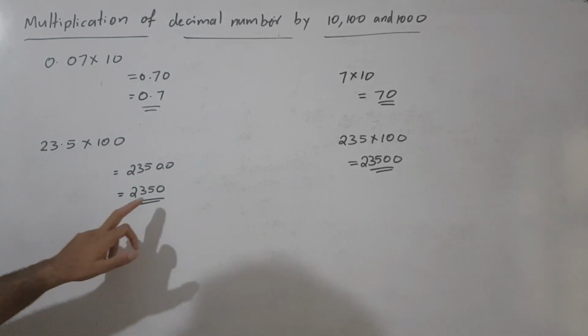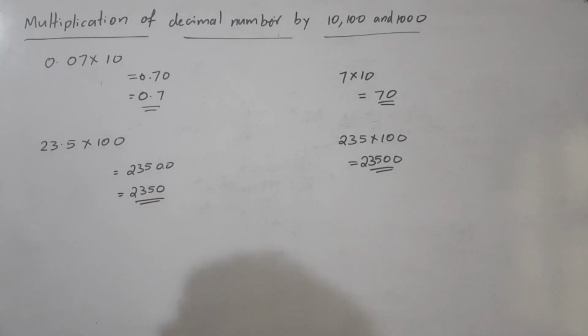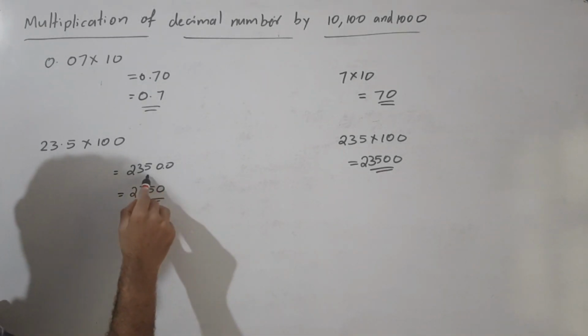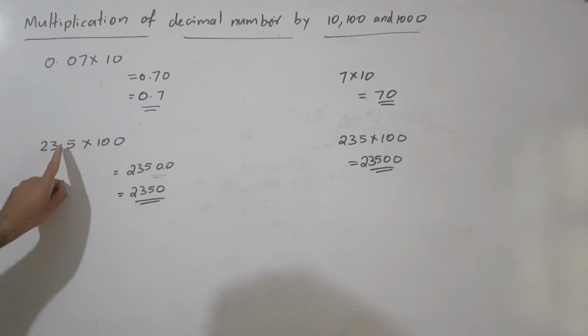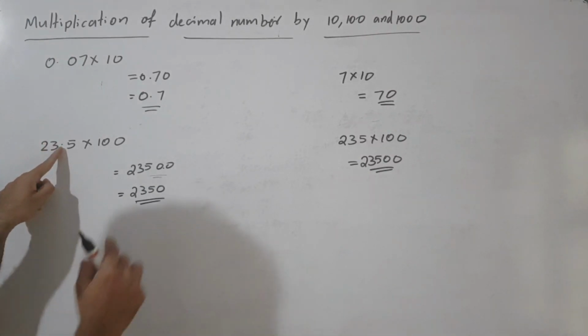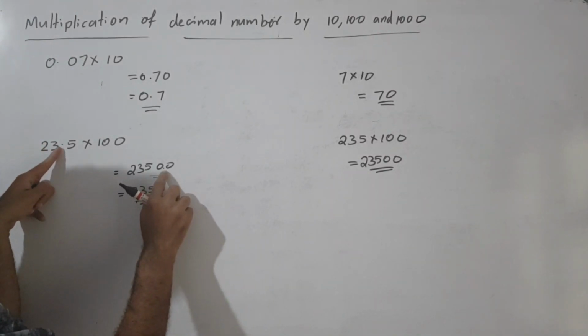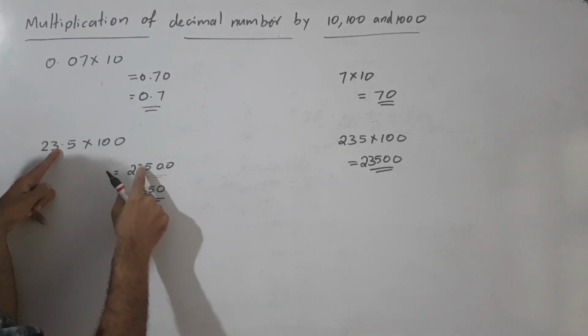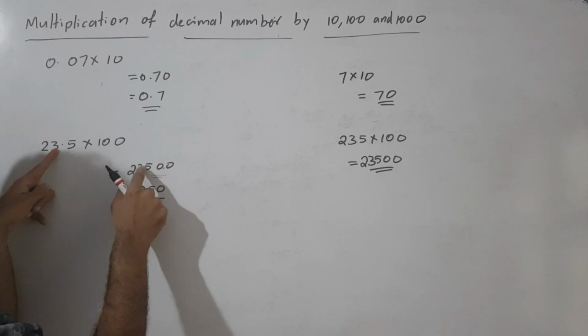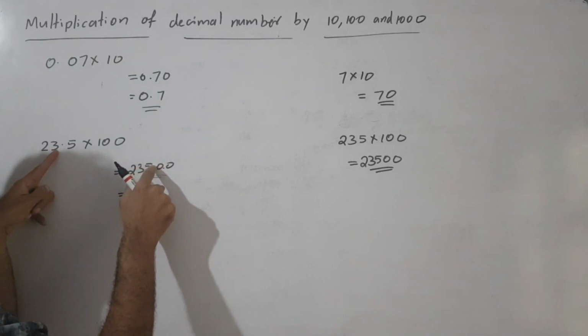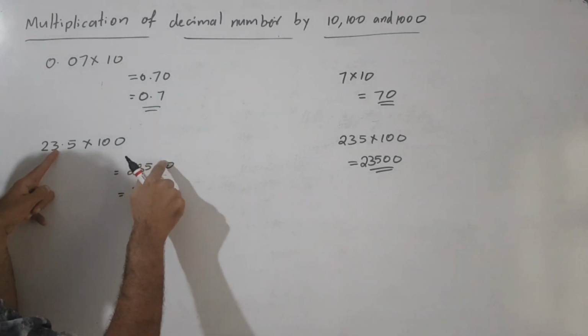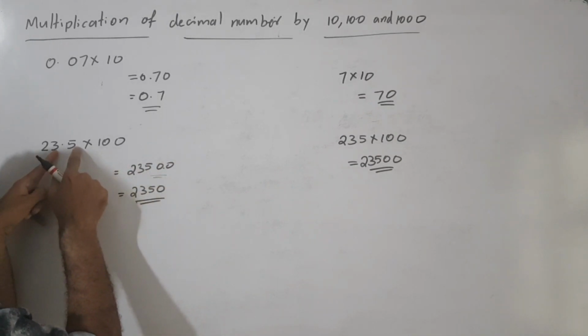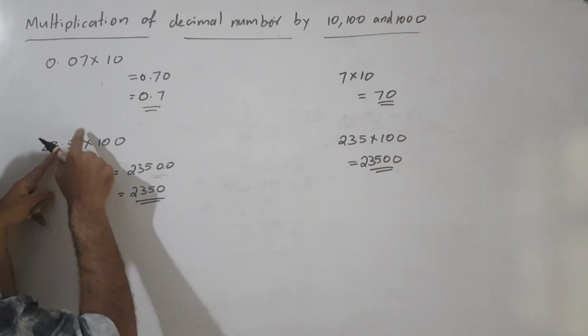2350. Then what happened? How do we get this one? Now the decimal point is here. Then after the decimal point is here, correct? That means from here to reaching here, the decimal point moves how many steps back? 1, 2. But here there is no number to move back to, correct?